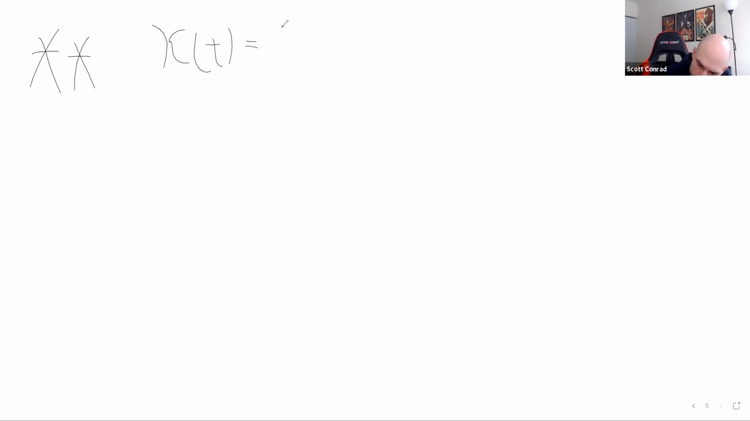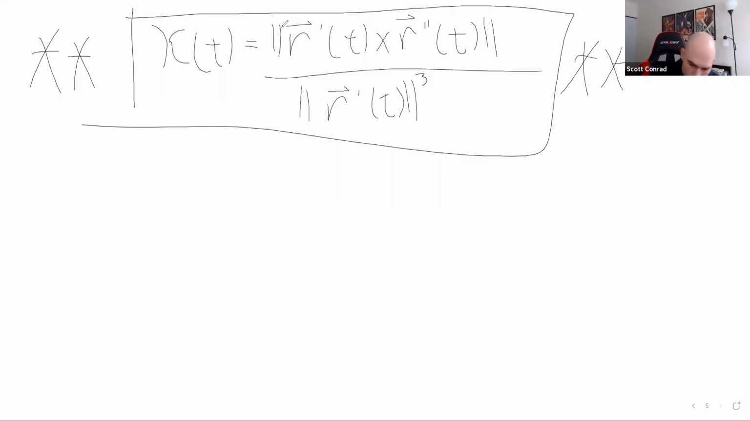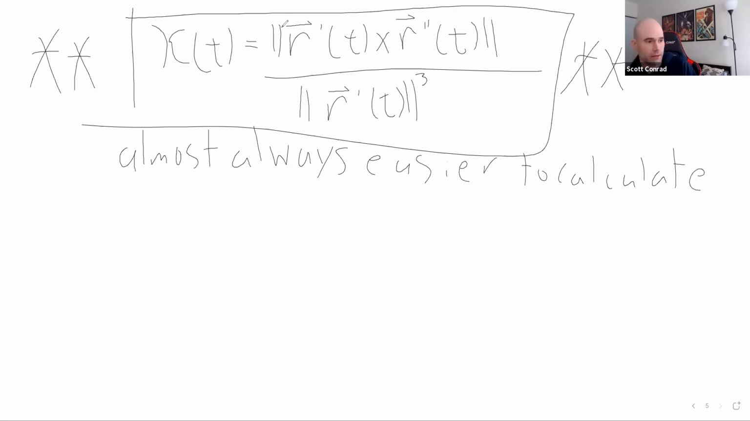So the curvature is going to be the magnitude of r prime of t cross r double prime of t, divided by the magnitude of r prime of t, cubed. This does not look simpler, but trust me, in practice it almost always is easier to calculate, unless you're dealing basically with helices. That's about it. I'm not going to derive this. You can look in the book if you want to see a derivation, but with this one formula, you'll be able to calculate curvature for anything relatively simply.